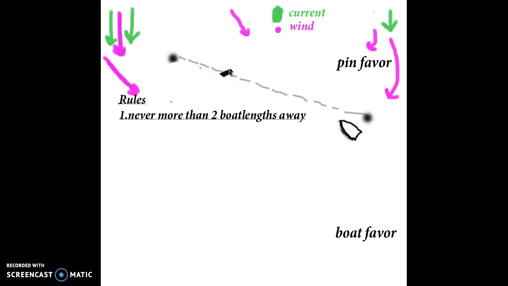Let's keep it simple. Understand what the current, the wind, and the line skew mean. It's going to be very, very difficult for us to cross the line in a quick amount of time at the favored end. So you need to stay right here, ready the whole time.